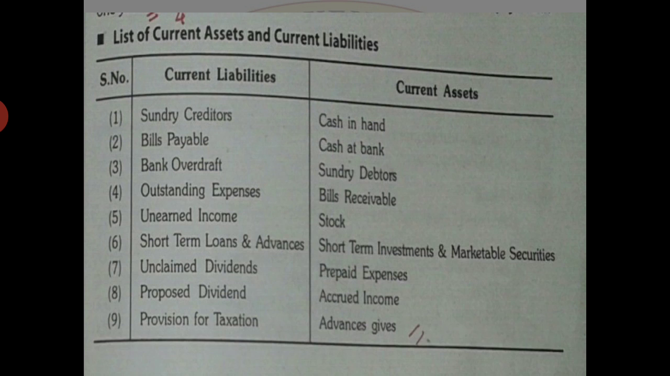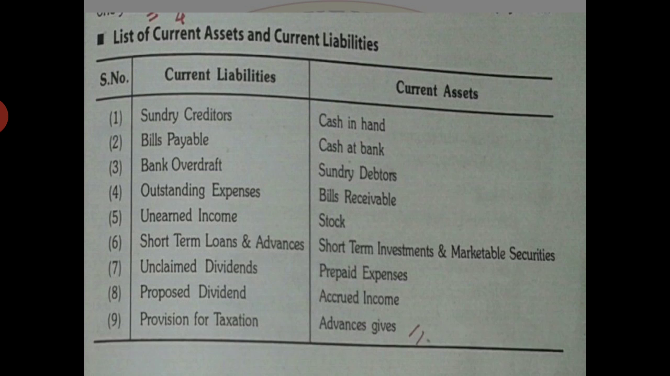So I will read out those names first. Current liabilities are sundry creditors, bills payable, bank overdraft, outstanding expenses, that is unpaid expenses, unearned income of the current financial year, short-term loans and advances, unclaimed dividends, proposed dividend, and provision for taxation. So these are the current liabilities of a company.